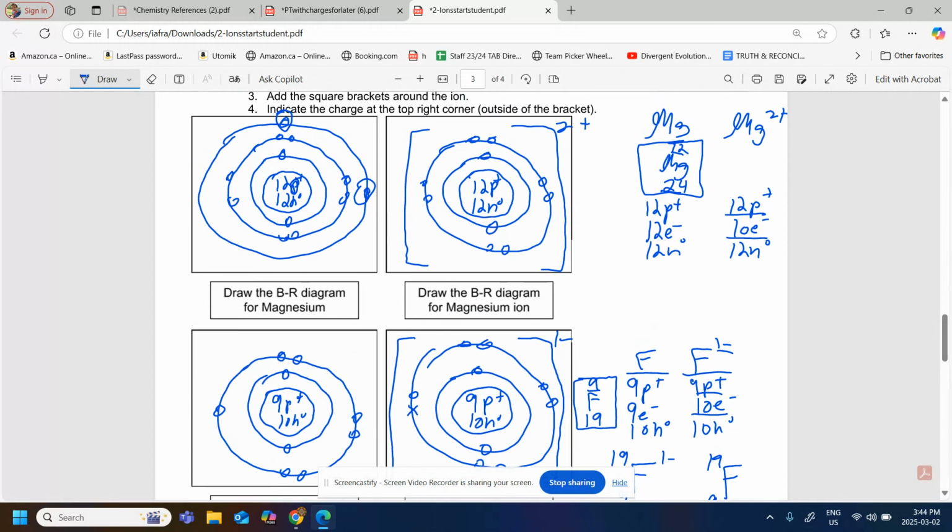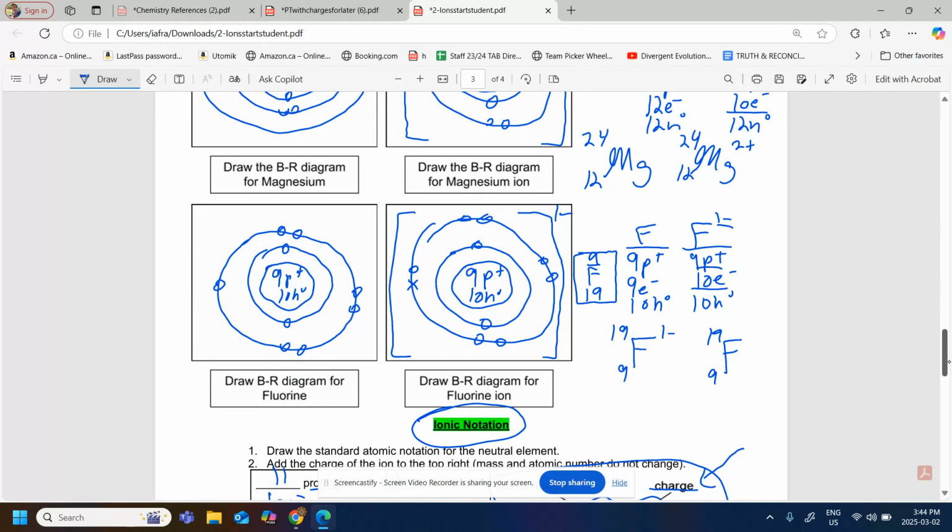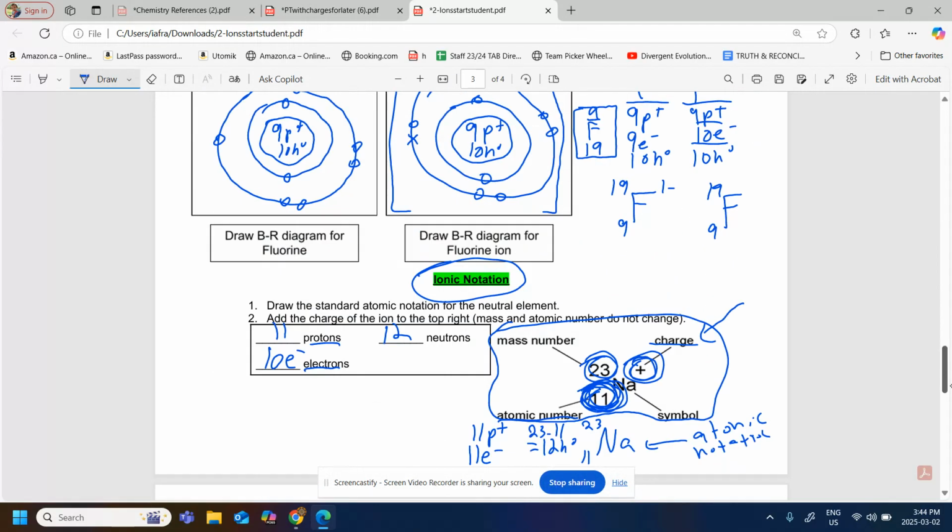If you want to draw the atomic notation for magnesium, you would have the mass is 24 and the atomic number is 12. If you want to do the ionic notation, 24 and 12 stay the same, but then you have to put the charge of 2 plus up here to indicate that 2 electrons were lost. So we saw and reviewed atomic notation, and then we turned it into ionic notation from there.